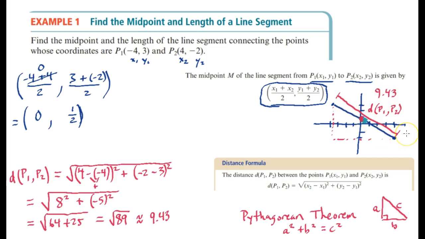You may be wondering why we do x2 minus x1. Realize that the distance between here and here is this coordinate minus this coordinate, so it's x2 minus x1. And this is similarly y2 minus y1, the distance from here down to here. That's how we have a squared plus b squared equals c squared, because of the length of each of these sides.